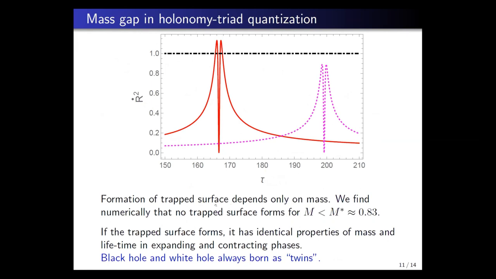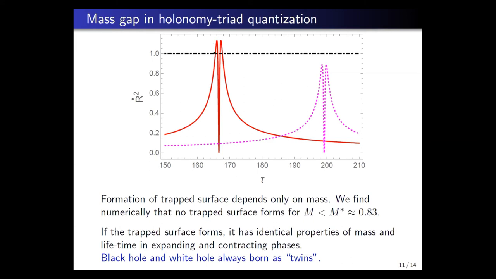Okay, so now let me come to the mass gap. The formation of a trapped surface depends only on the mass, and we find numerically that no trapped surface forms in the holonomy triad quantization when m is less than m star, which is 0.83. I'm showing two cases here: one with m equal to 1.4 in the red curve, and one with m equal to 0.7 in the pink curve. One can see from the r dot scale that only when it becomes greater than one, a trapped surface would form. So the collapse will proceed in the red curve, and in this first peak, the first trapped surface, or a black hole, will form.